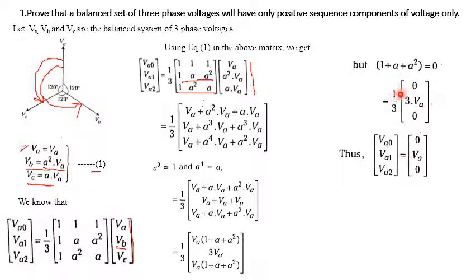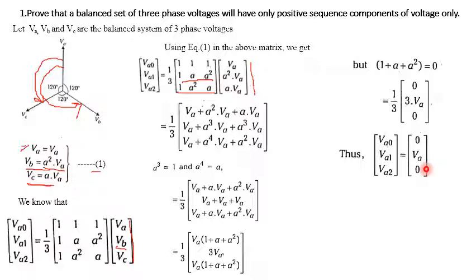So this is 3 into 1 by 3, and the 1 by 3 cancels with the 3, leaving the term with VA. So it is the same as VA0 is 0, VA1 is VA and VA2 is 0. This clearly indicates that a balanced system of three phase voltages will have only the positive sequence voltages, and the negative and zero sequence components are always absent in the case of a balanced system.